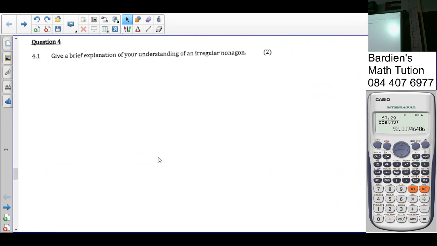In question 4, it says, give a brief explanation of your understanding of irregular nonagon. Irregular means what? The angles are not the same. So a nonagon is what? 9 sides. So you say it's a 9-sided figure where the angles and the sides are not equal. Okay? So 9 sides with angles and sides not equal.